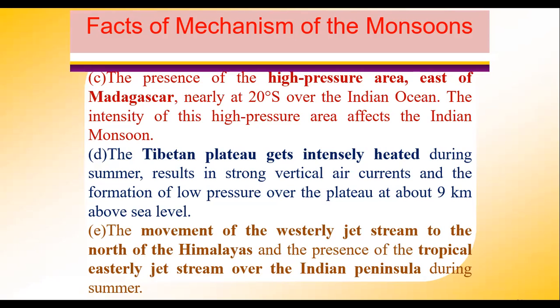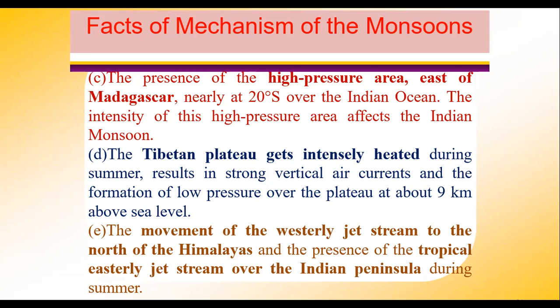The number three was the presence of the high pressure area, that is to the east of Madagascar. The number four is the Tibetan Plateau, which gets intensely heated during the summer, and this results in strong vertical air currents and the formation of low pressure over the plateau at about 9 kilometers above sea level.